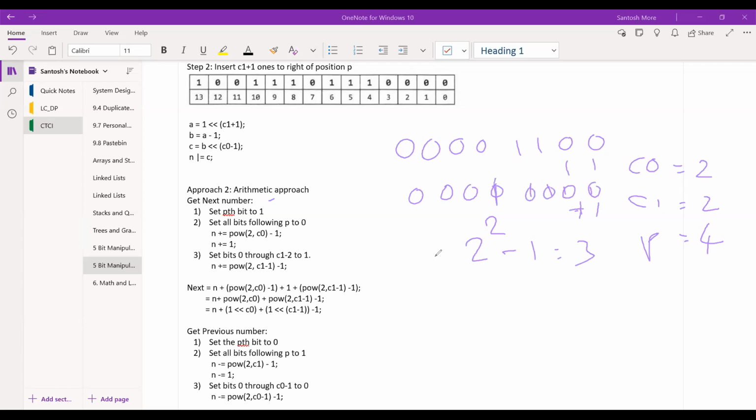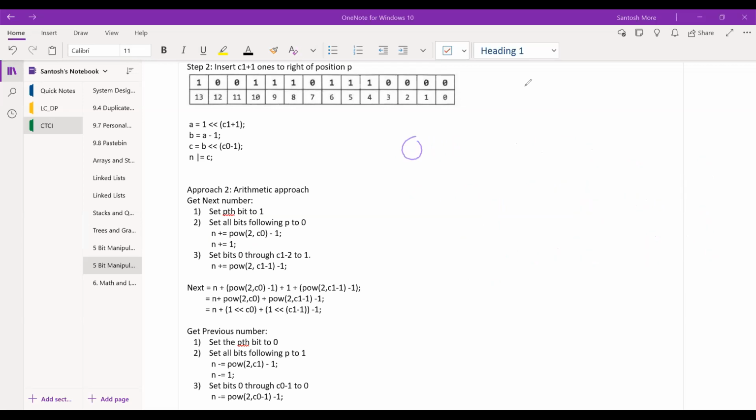So this is a different way of setting the pth bit. Earlier we were doing bit manipulation, and this is now an arithmetic way of doing it. You take a number, then whatever your C0 is, you raise 2 to that number C0, so that will be 4, minus 1 will be 3. If you add 3 to our n and then add 1 to that, I'll be setting this bit automatically, right?